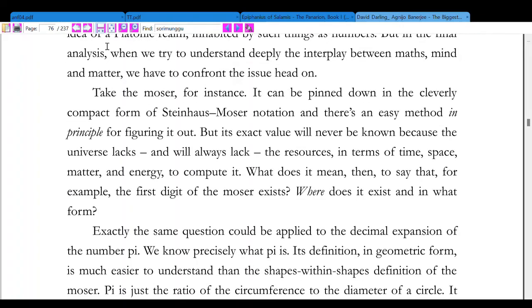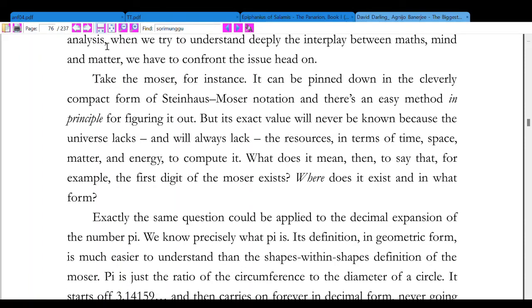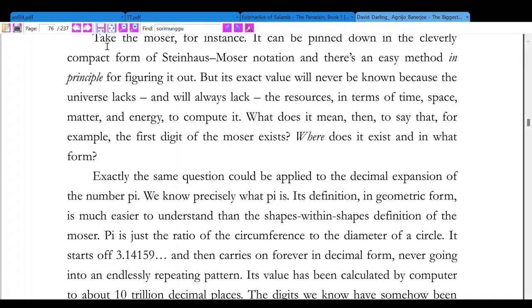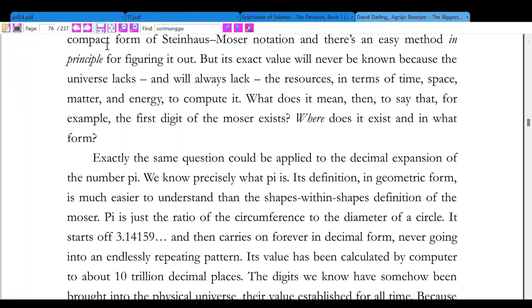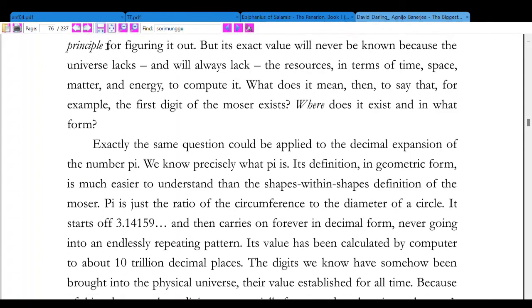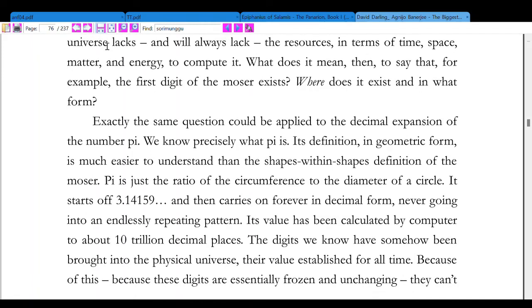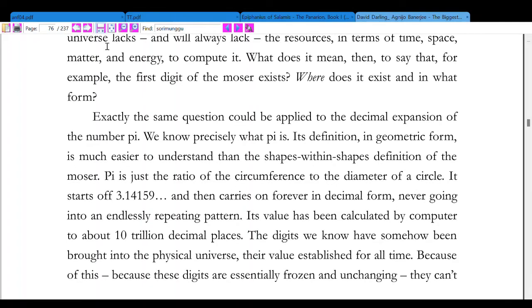Take the Moser, for instance. It can be pinned down in the cleverly compact form of Steinhaus-Moser notation, and there's an easy method in principle for figuring it out. But its exact value will never be known, because the universe lacks, and will always lack, the resources in terms of space, matter, and energy to compute it. What does it mean, then, to say that, for example, the first digit of the Moser exists? Where does it exist and in what form?